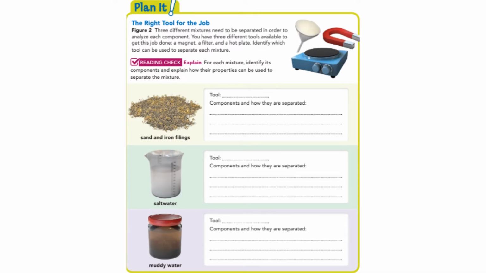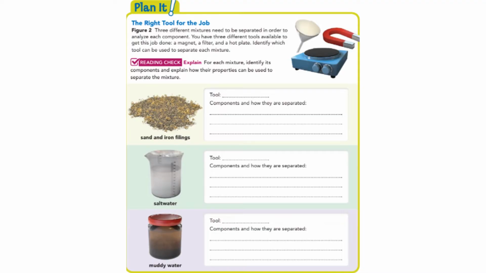All right, so the next one: the right tool for the job. Figure 2, 3 different mixtures need to be separated in order to analyze each component. You have 3 different tools available to get the job done: a magnet, a filter, and a hot plate. Identify which tool can be used to separate each mixture. And then the reading check is to explain. For each mixture, identify its components and explain how their properties can be used to separate the mixture.